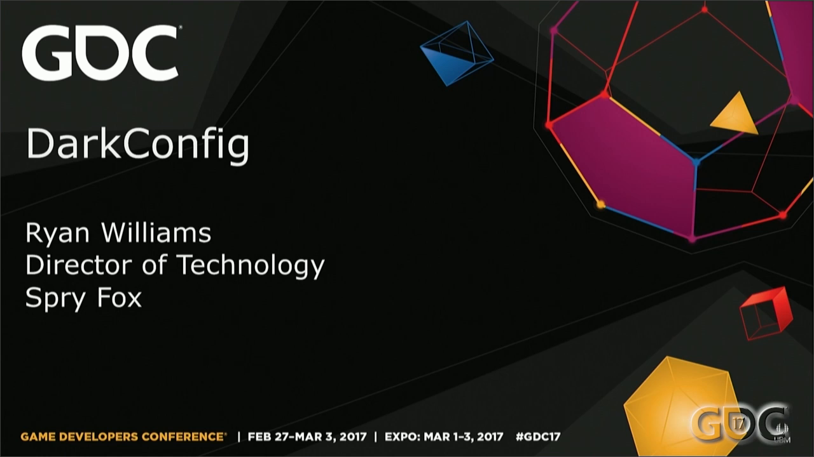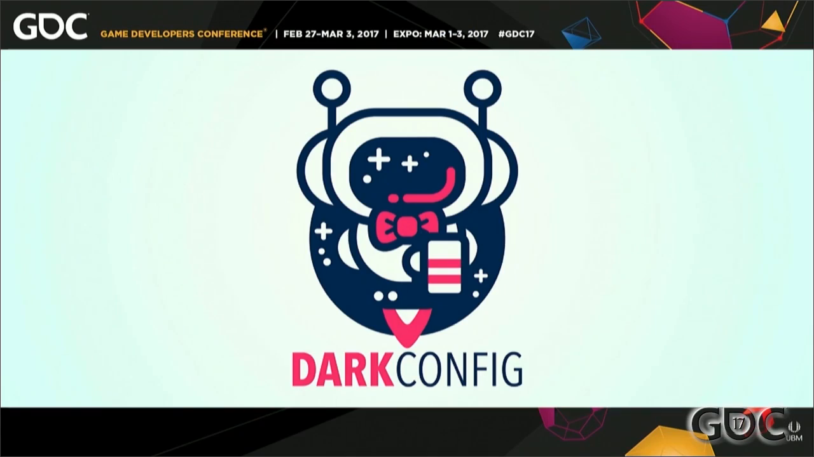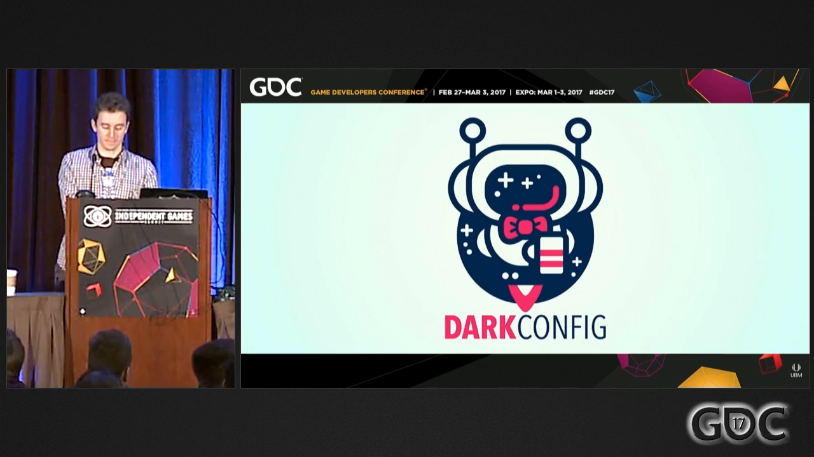Hi, I'm Ryan Williams, and as was just announced, I work at SpryFox. I want to tell you about a little library we made called Darkenfig. It is a tool for improving iteration time by hot-loading text files directly into games. As you know, faster iteration time is always better. Faster speaking time always better, too. And hot-loading assets and behavior is one of the key ways to get a shorter iteration cycle.